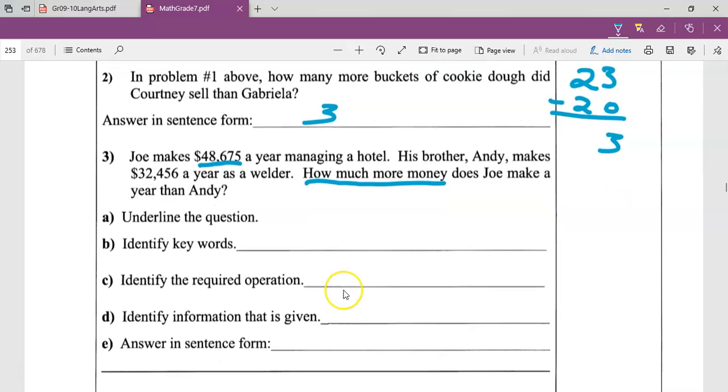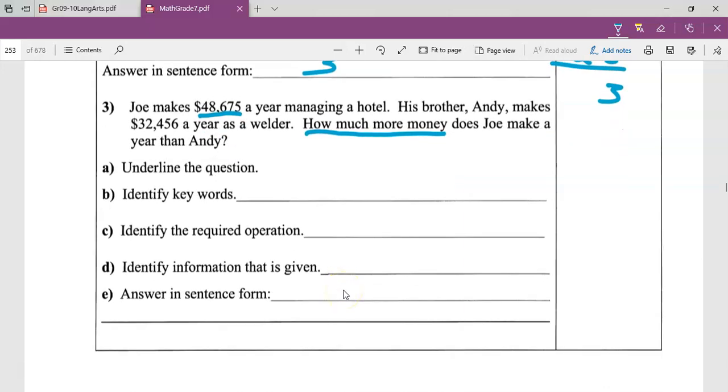Required operation. Well, if you're trying to find the difference between these two, in fact, that's another way to think of this phrase here. How much more? In other words, what's the difference between the two? And anytime we're talking about a difference, we are talking about subtraction. There's your keyword right there. Key information, we've got that right here.